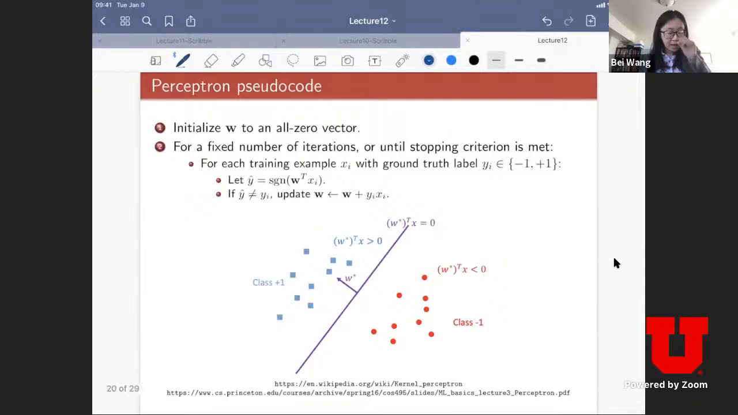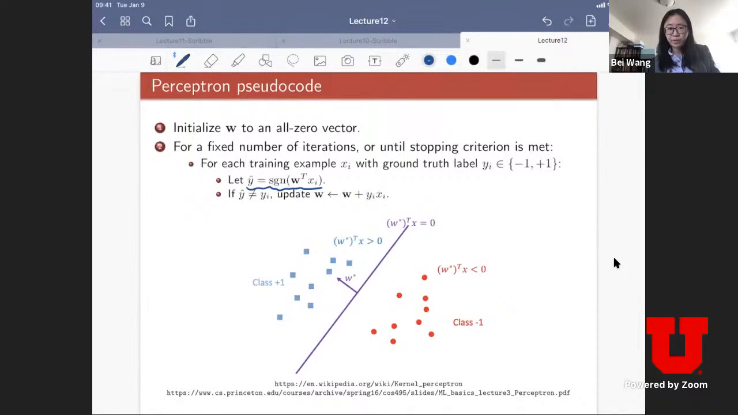But now, what is the pseudocode for the perceptron algorithm? I initialize W to the all-zero vector, so it's some sort of initial direction. Then for a fixed number of iterations, or until some stopping criterion, for each training example with its ground truth, I look at the current predicted label. The predicted label is based on my current classifier direction times the location of the point.